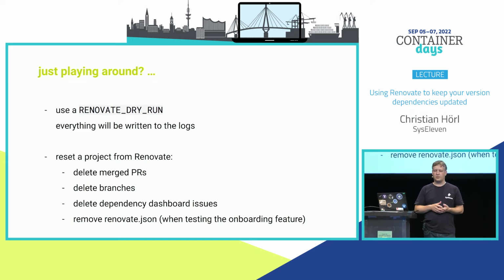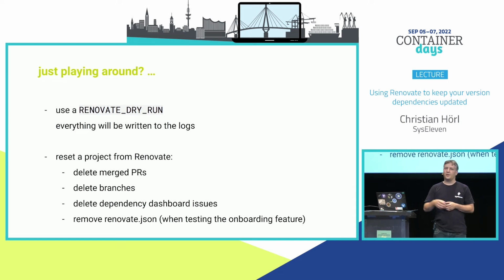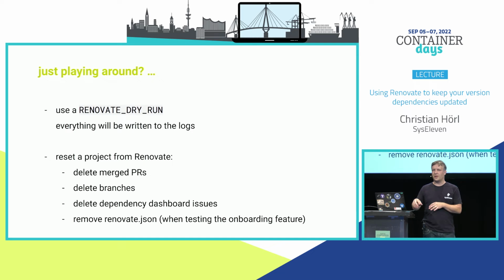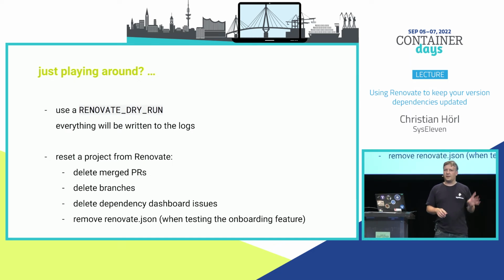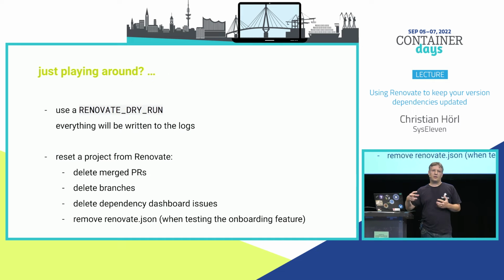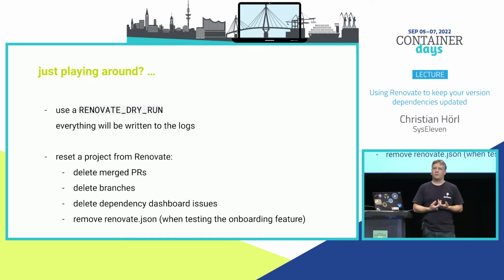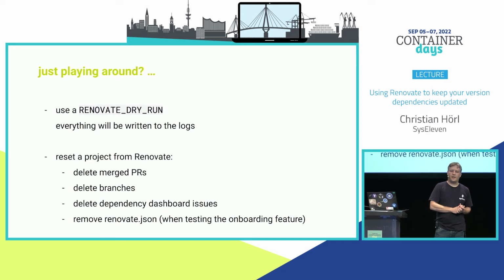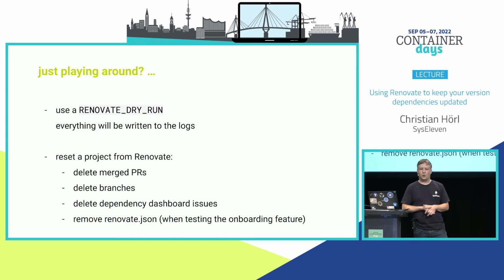So you might want to delete pull requests over and over again, because Renovate never forgets. If a pull request was already merged, it will not forget about it. So if you want to trigger it again to see if it works, it already remembers, I've done that already, so you cannot really trigger it again. So you have to delete merged pull requests again. Also delete their branches and maybe the dependency dashboard.